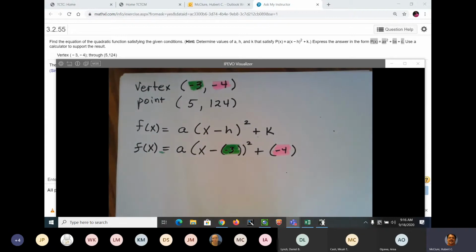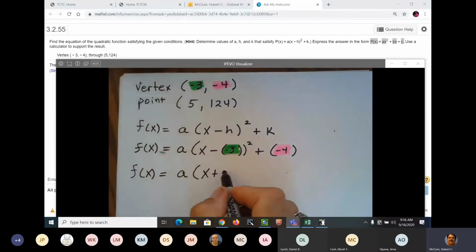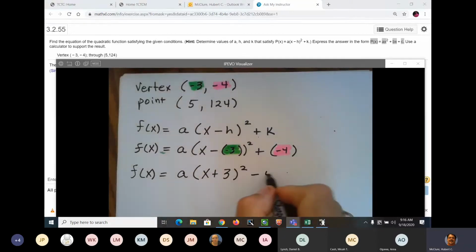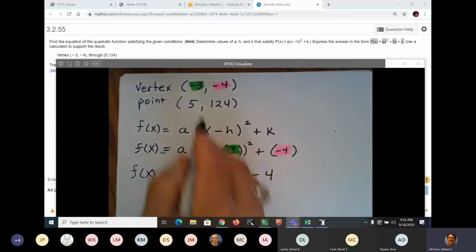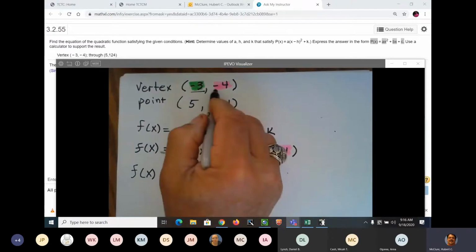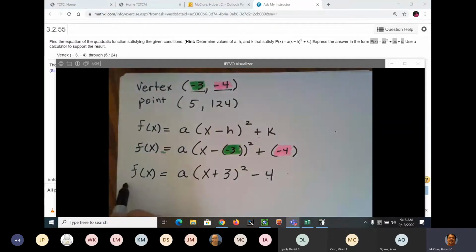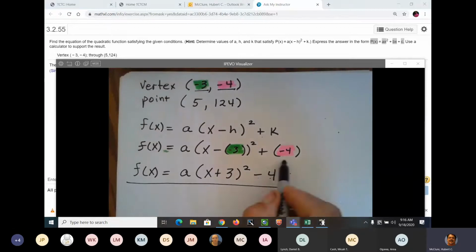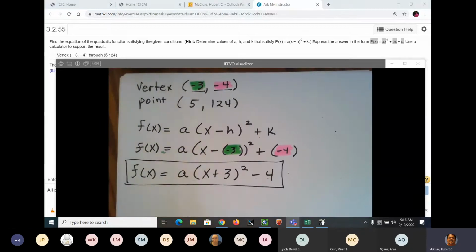So our equation in intercept form for this line is f of x is equal to a times x plus 3, quantity squared minus 4. And to find our vertex, we take the opposite of this and we bring this down. So that is our equation. But oh, wait a minute. We don't have one thing. What do we not have? We don't have A. So that means we've got to find A using the point.